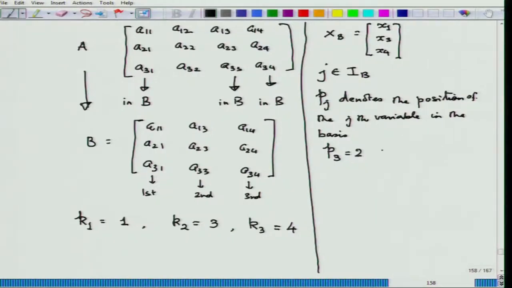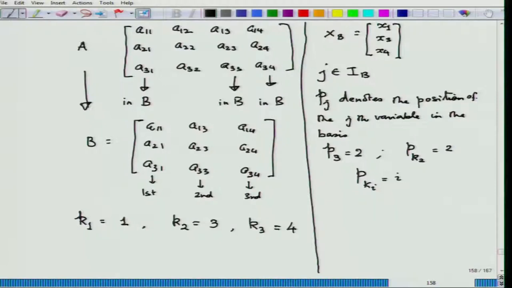Okay. But if you observe, what is 3 here is k 2. So, p k 2 is 2. So, in that sense one can write in general p k i is i. So, it tells you that the third variable in the actual setup x 1, x 2, x 3, x 4 is the second variable of the basis matrix. Okay. So, these are certain notations which would be helpful when we do the simplex method.